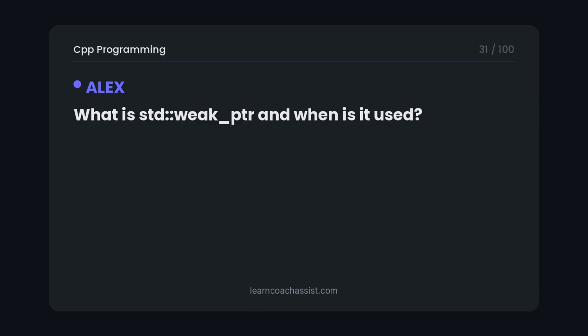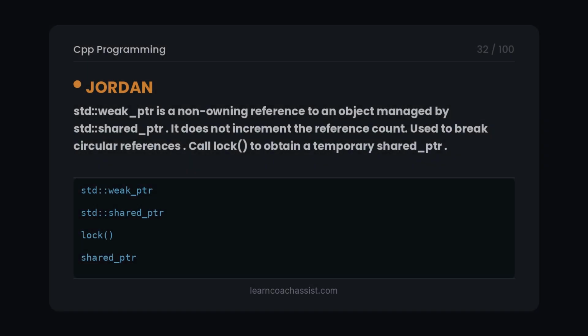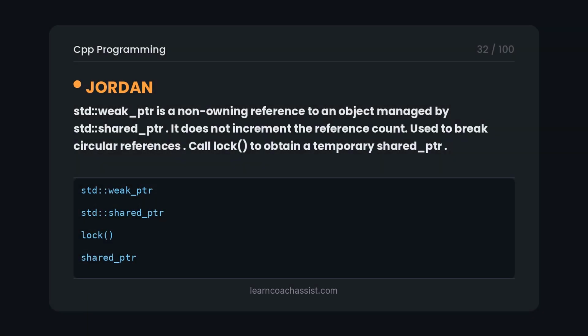What is std::weak_ptr, and when is it used? std::weak_ptr is a non-owning reference to an object managed by std::shared_ptr. It does not increment the reference count. It is used to break circular references. Call lock() to obtain a temporary shared_ptr.